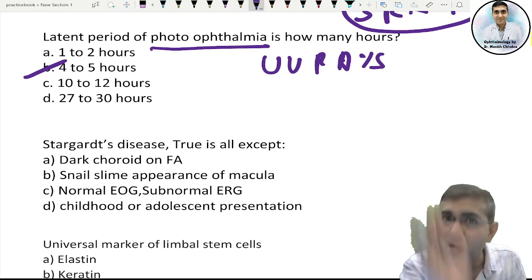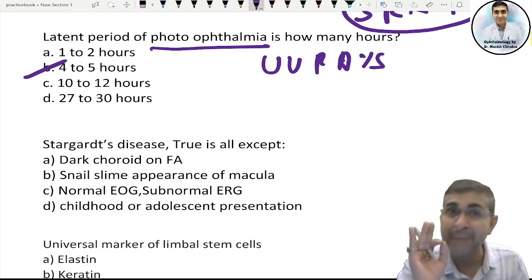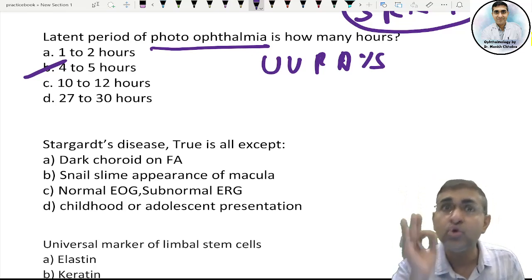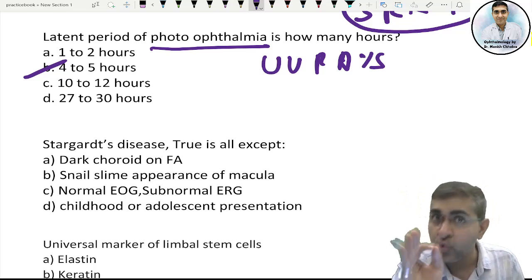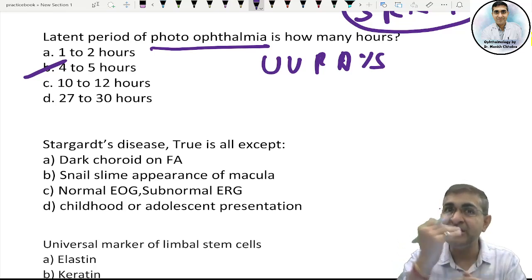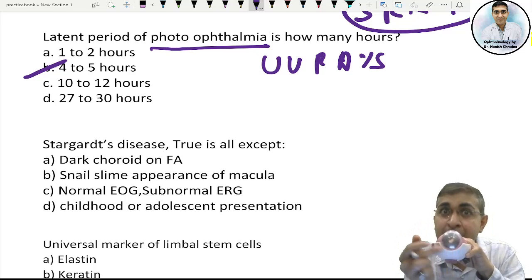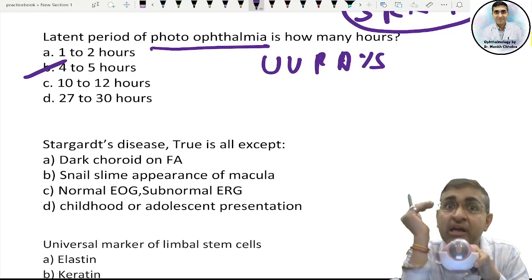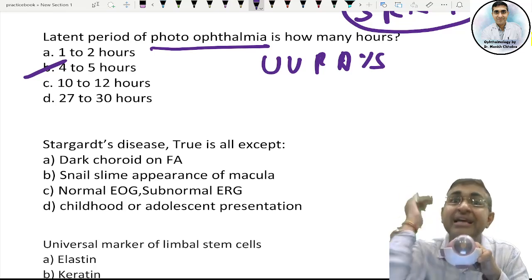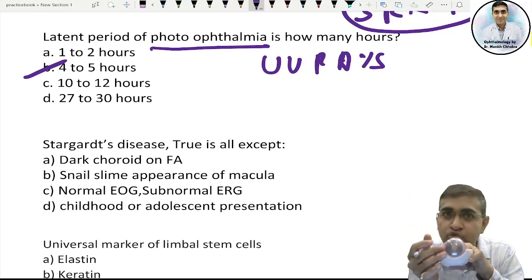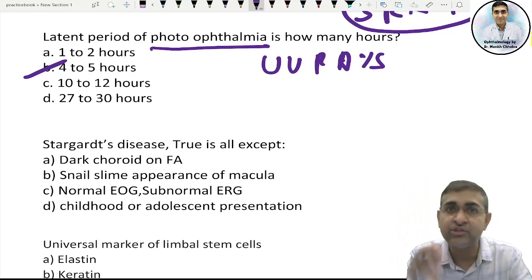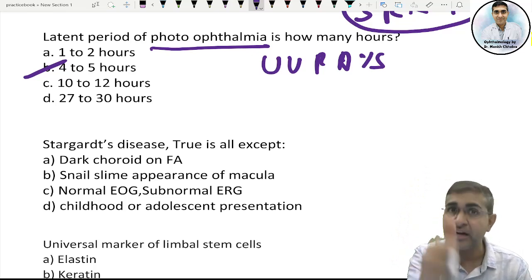Patch the eye for how long? 12 to 24 hours. You will patch the eye for 12 to 24 hours. Yes, there will be epithelial regeneration. Why? Because you know at the limbus there are palisades of Vogt. So palisades of Vogt has corneal limbal stem cells. They will move and cover the area of the cornea which is desquamated. Yes, so that is photoophthalmia.